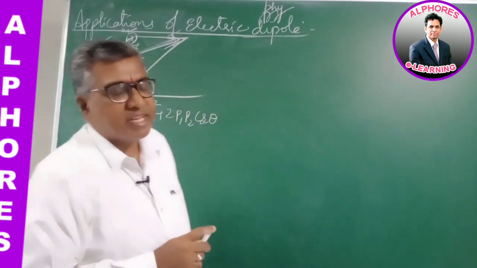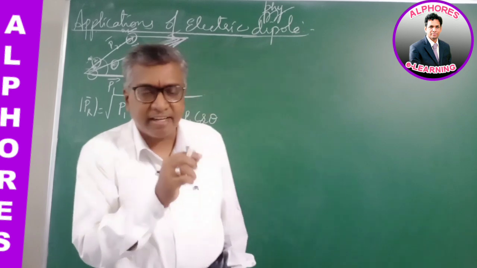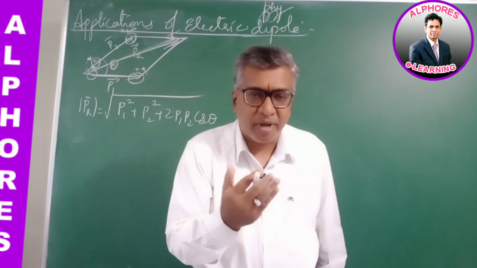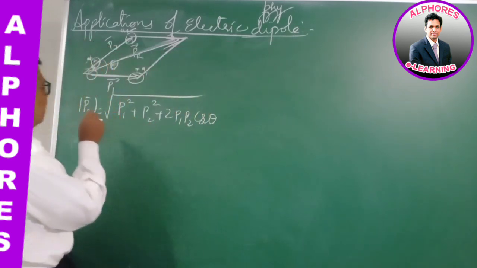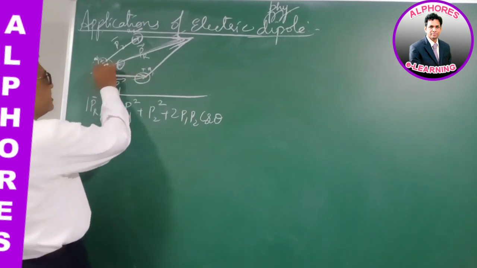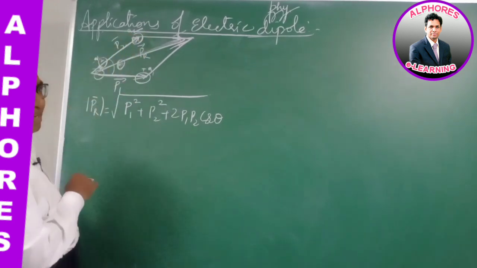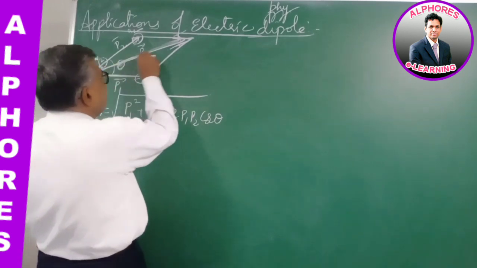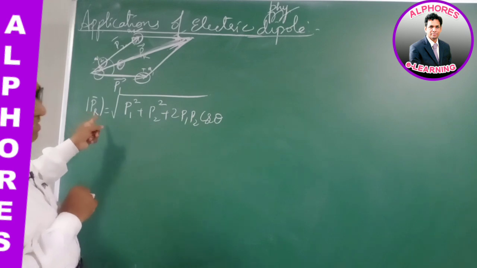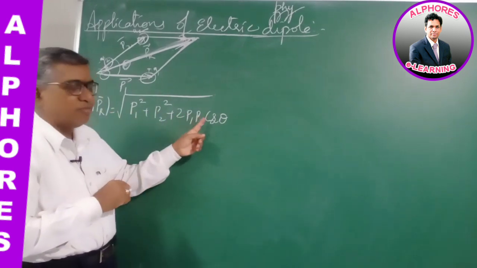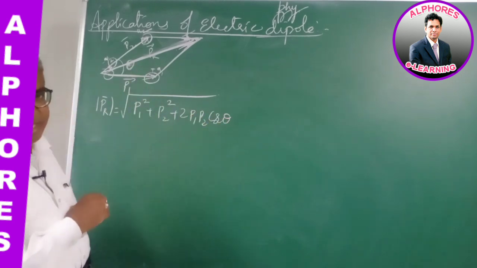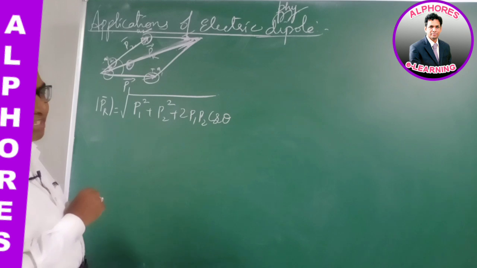If two dipoles are inclined at an angle theta, then since the dipole moment is a vector, we should add them vectorially. According to the parallelogram law of vectors, if two vectors are represented as two adjacent sides of a parallelogram, then the diagonal passing through them represents the resultant vector. So the resultant dipole moment is root of a square plus b square plus 2ab cos theta, that is P1 square plus P2 square plus 2 P1 P2 cos theta. This is the magnitude of the dipole moment.